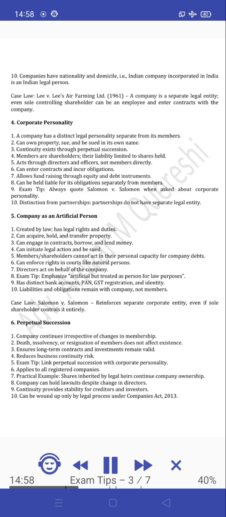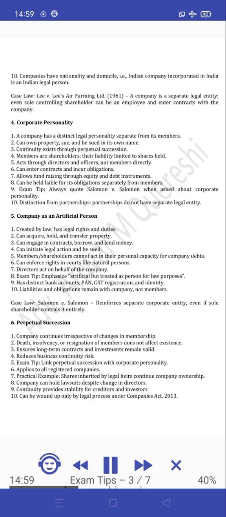5. Company is an artificial person. 1. Created by law. Has legal rights and duties. 2. Can acquire, hold, and transfer property. 3. Can engage in contracts, borrow, and lend money. 4. Can initiate legal action and be sued. 5. Members, shareholders cannot act in their personal capacity for company debts. 6. Can enforce rights in courts like natural persons. 7. Directors act on behalf of the company.